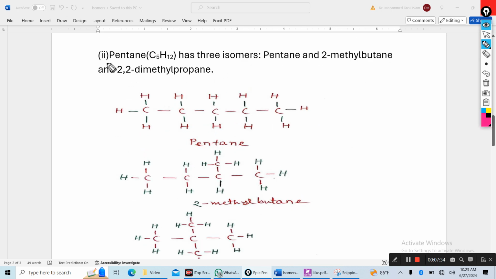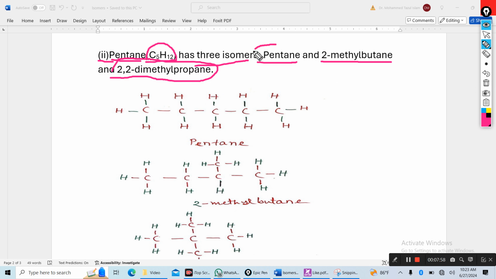you see pentane, C5H12. Pentane is also an alkane. The 5-carbon alkane has 3 isomers. One is pentane, another is 2-methylbutane, and the third one is 2,2-dimethylpropane. So how do you draw them?